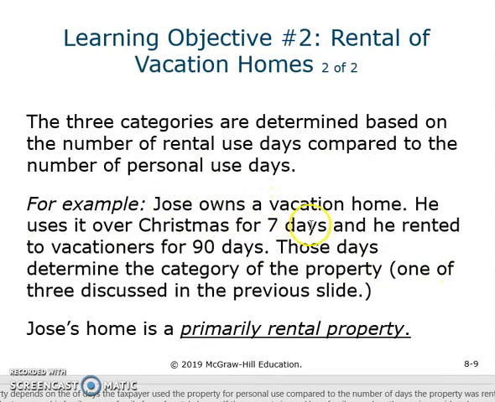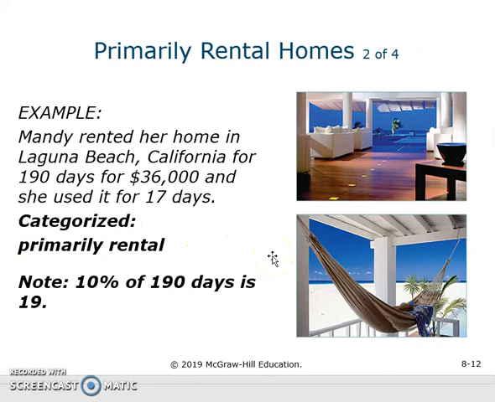So to go back to that first example that we looked at, because Jose only used that rental property for 7 days, it is considered a primary rental property. So the status of the property is based on the number of rental use days compared to the personal use days. Okay, so let's go back to where we were. Let's look at another example.